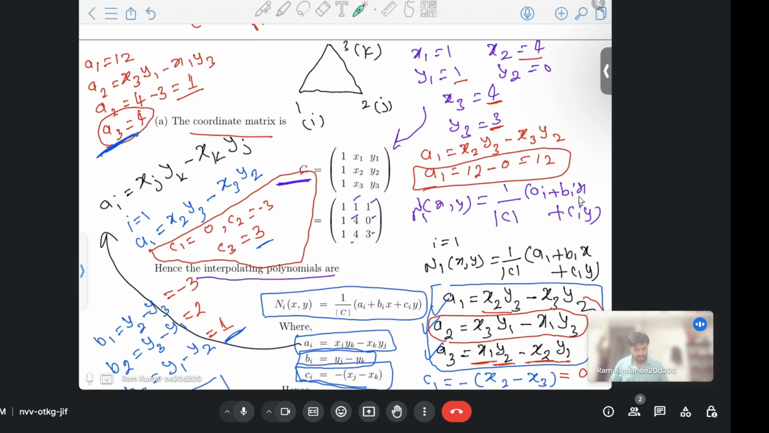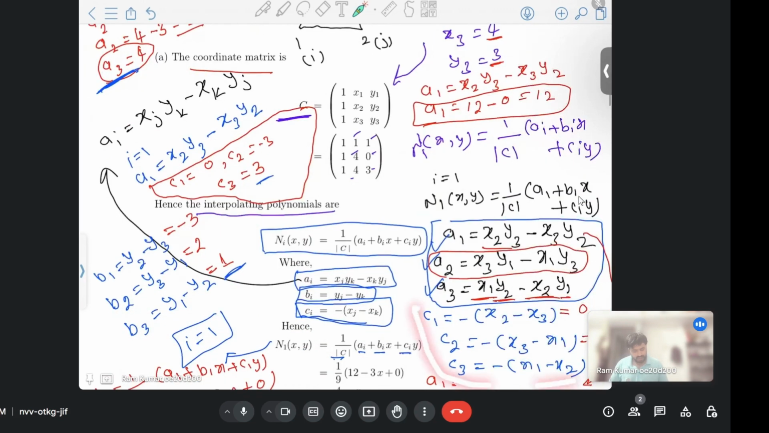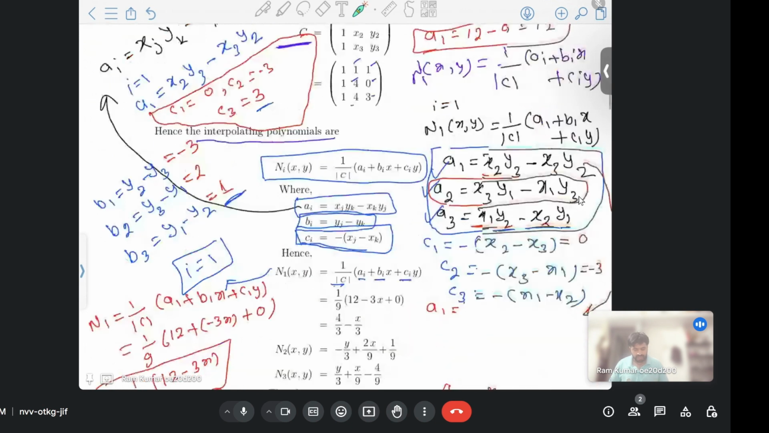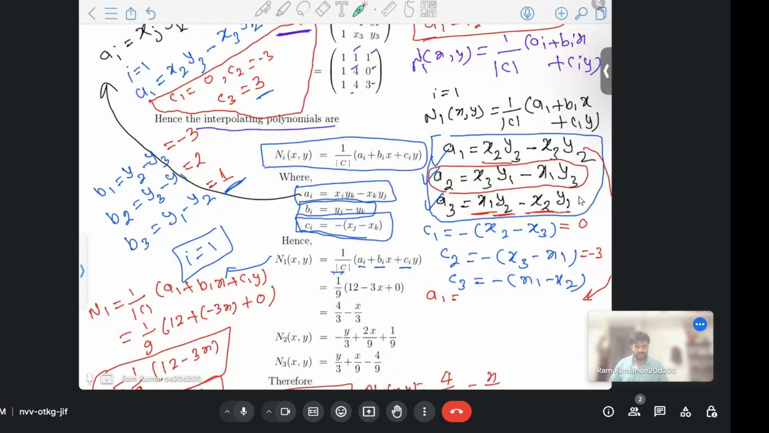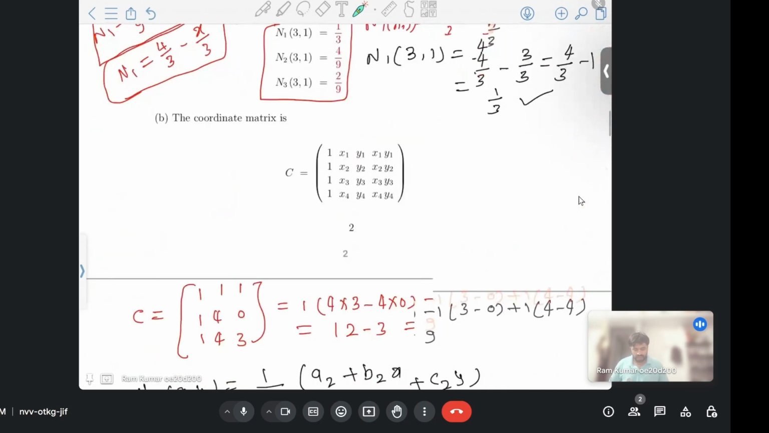Then we calculate a1, a2, a3 because we have only 3 nodes. Similarly, we calculated b1, b2, b3 and c1, c2, c3. After obtaining all these 9 coefficients, we put them in this equation. For example, to find N1, I replace i by 1, so it will be a1 plus b1x plus c1y. Then we obtained N1.